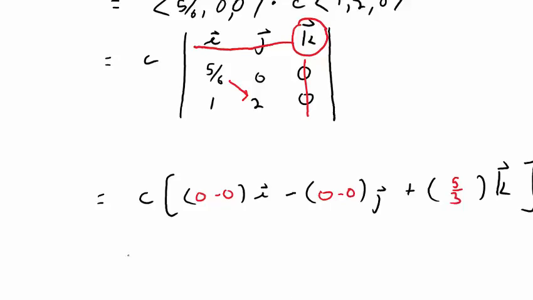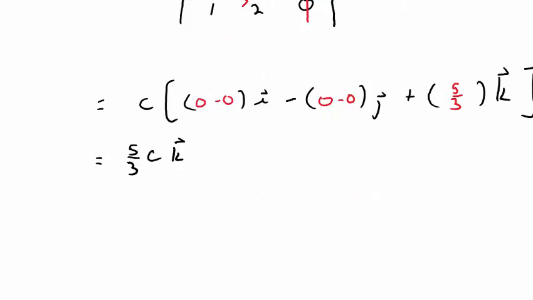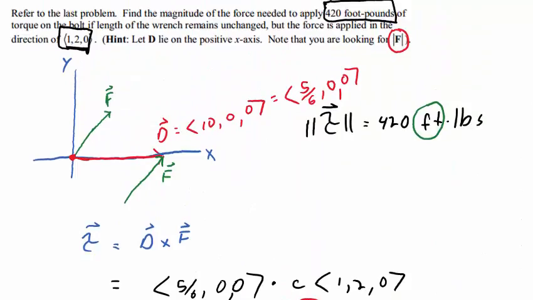Okay. So this then is equal to C. All right, let's put the 5/3 in front. 5/3 C k. The torque vector is 5/3 times C times k. So it points straight out of the xy plane the way we've designed it, which makes sense because D, F, and D cross F form a right-hand system. Okay, so what? So this is our torque vector. Remember what this is? This is D cross F. We know the magnitude of this is 420 foot-pounds from the statement of the problem up here.